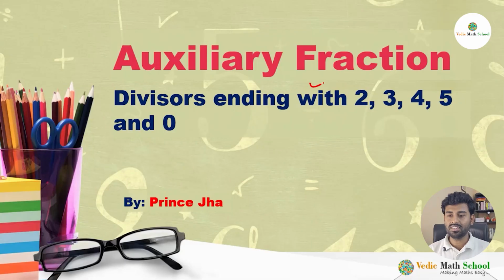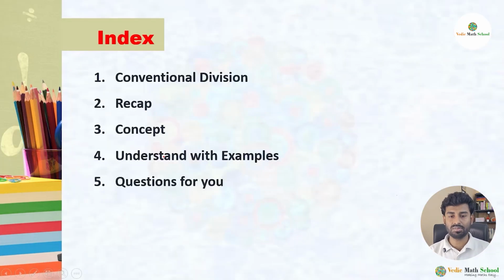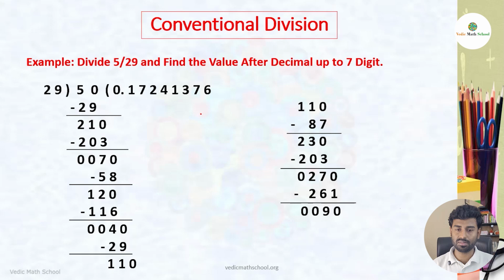So auxiliary fraction, in this case we are going to discuss divisors ending with 2, 3, 4, 5 and 0. So every digit is going to be covered. We are going to do the recap, and as I told you, it is going to help you develop the correlation between each and every digit. Okay, then the concept, understood with examples, a lot of examples.